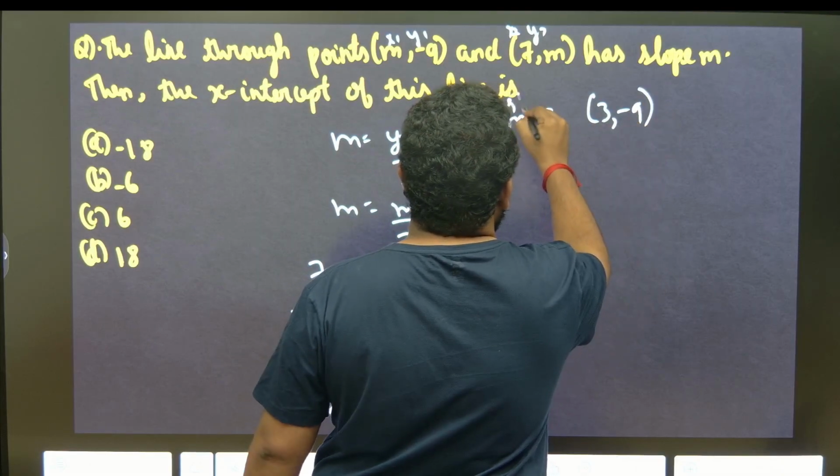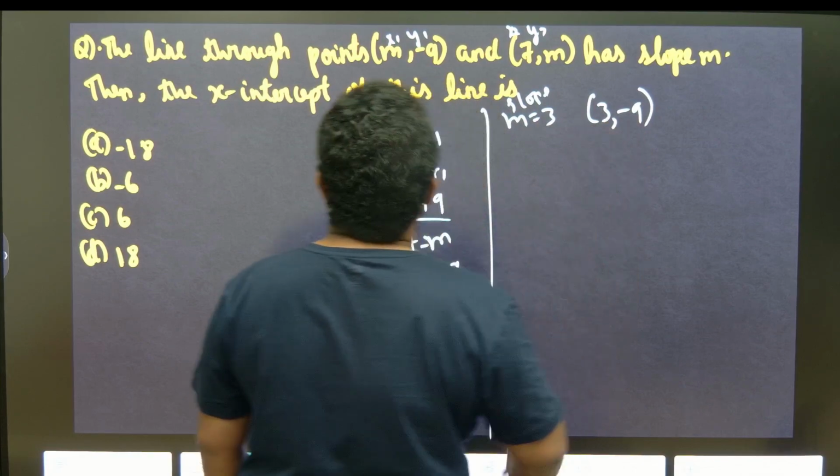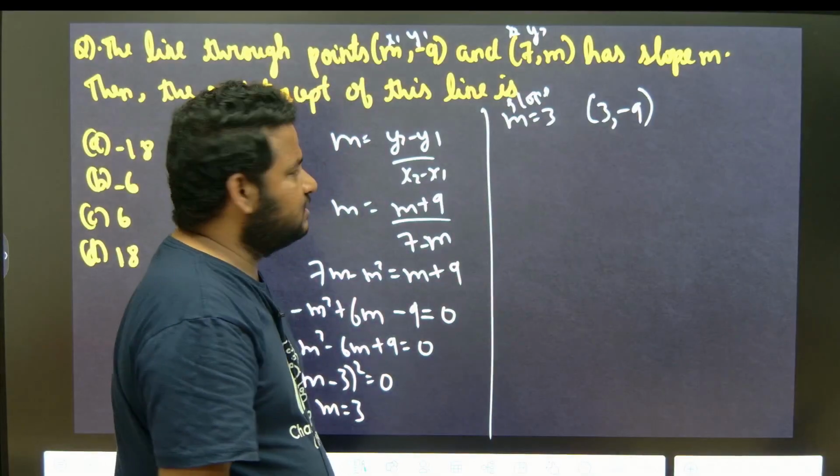This is nothing but the slope. Slope m is equal to 3 and the point is 3 comma minus 9. Then they are asking for the x-intercept of this line.